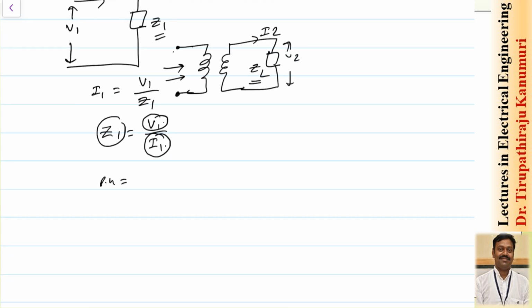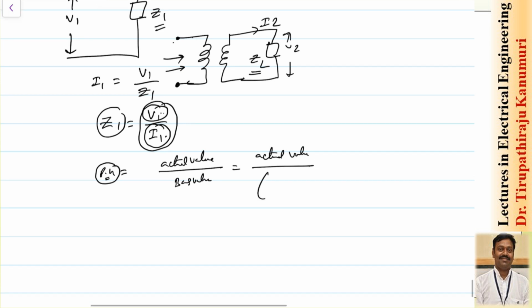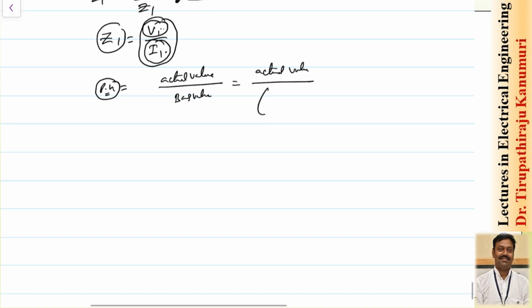So the per unit value will be equal to the actual value divided by the base value. Whatever is my actual value, it is divided by Z base, which depends on the reference voltage and the reference value of the current. So we have to divide by this to calculate the per unit value. The advantage of the per unit value is that the value will be the same whether you refer to the primary side or to the secondary side. That's why I have taken the per unit reactance as the same in this case.